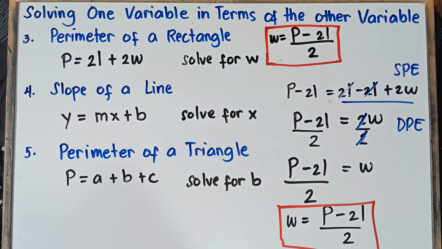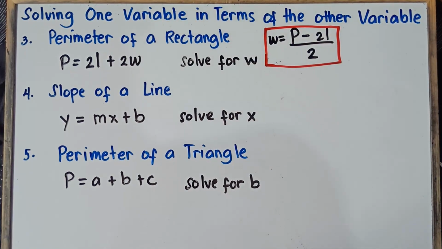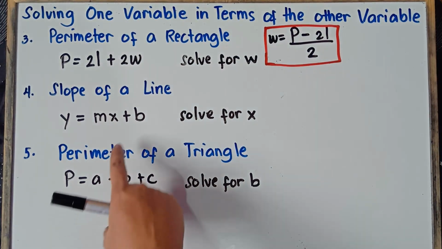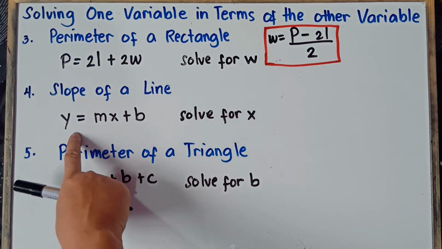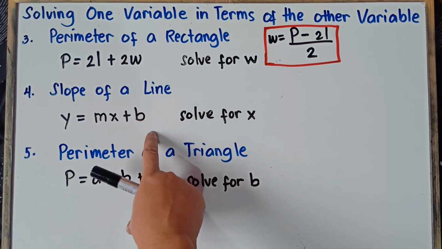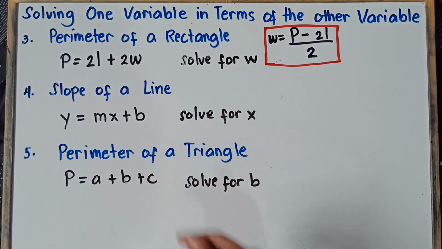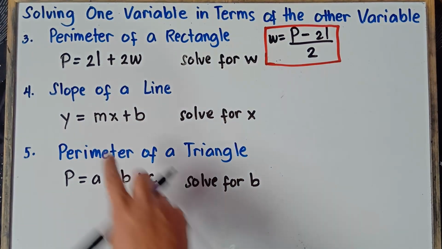Alright, so let's proceed now to example number 4. So let me just erase this one. Alright, so let's have example number 4. We have given the slope of a line formula, that would be y equals mx plus b. And then we're told to solve for x. So how would you solve this one, class? So let me copy this one.